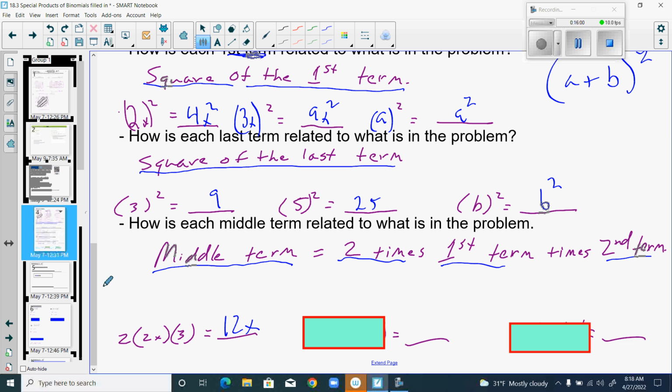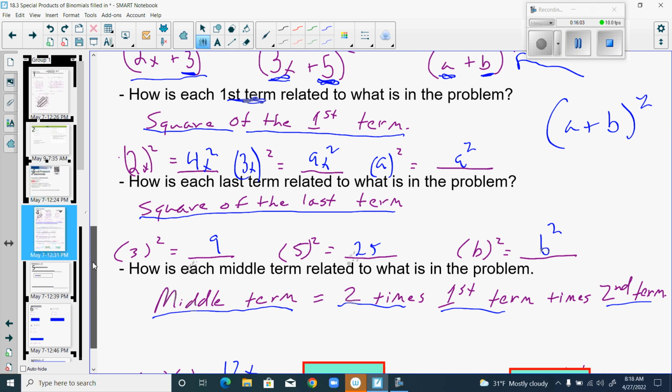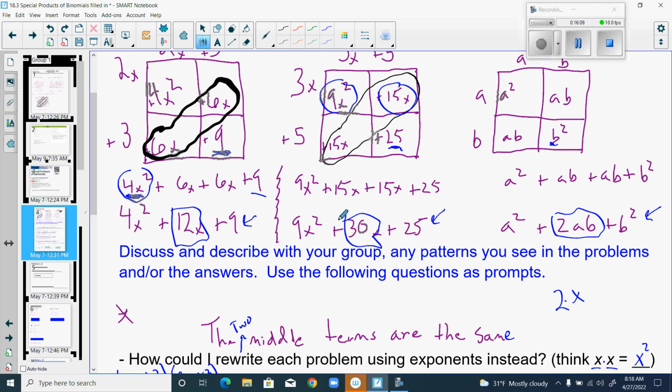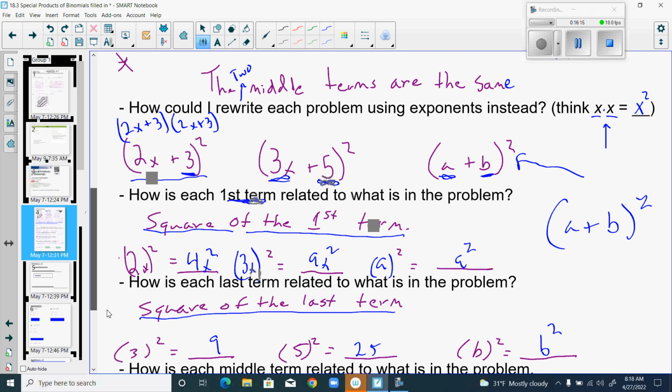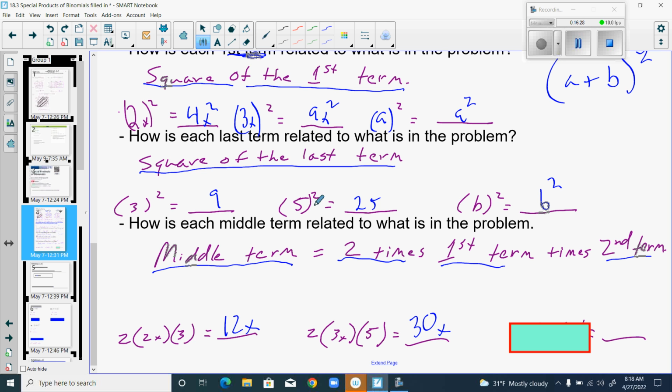Okay? Let's look at our answer for the other middle term. I have 9x squared plus 30x. Well, where does that 30 come from? It comes from 2 times 3x times 5. So if I go down here, 2 times 3x times 5: 3x times 5 is 15x, times 2 is our 30x that we got, right? And then the last one, it's just 2 times the a times the b. So we get 2ab. Okay?